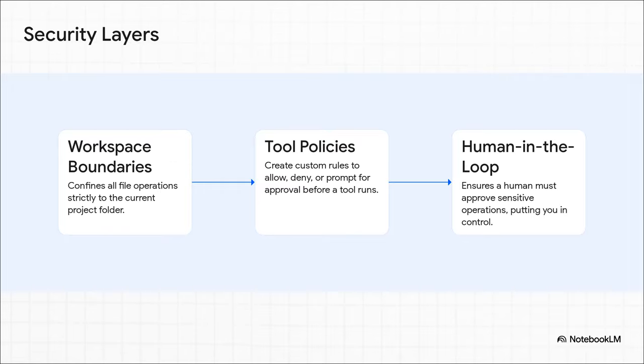So here's how those security layers stack up. First, you've got workspace boundaries. This basically puts a fence around your project so the AI can't wander off and mess with other files. Second, tool policies. Let you be the boss. You can allow, deny, or demand approval for any tool. And finally, the ultimate failsafe, the human in the loop. For the most sensitive operations, you always have the final say. You are firmly in the driver's seat.